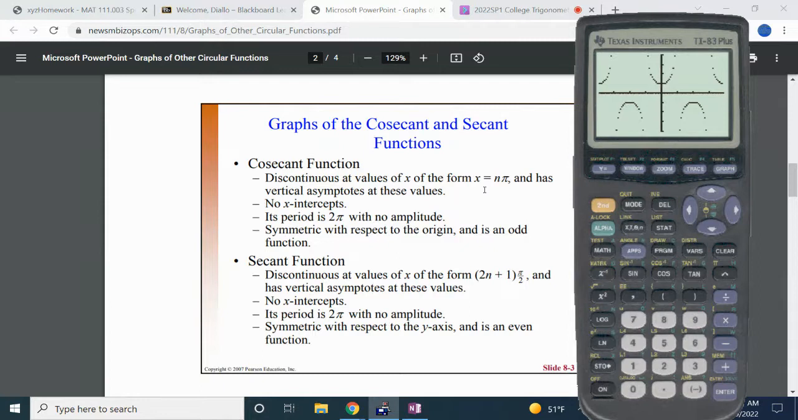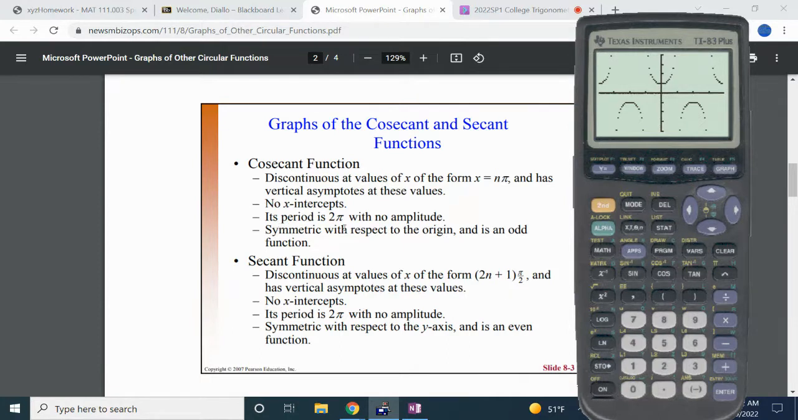The cosecant is discontinuous for all values for x that are equal to n times pi. If you take n, and n would be an integer, a negative or positive whole number, multiply that by pi, that will give you the points where your graph is discontinuous. There are no x-intercepts. Remember from algebra, an x-intercept is where your graph crosses or touches the x-axis, right? So notice that the cosecant as well as the secant curve have no x-intercepts.